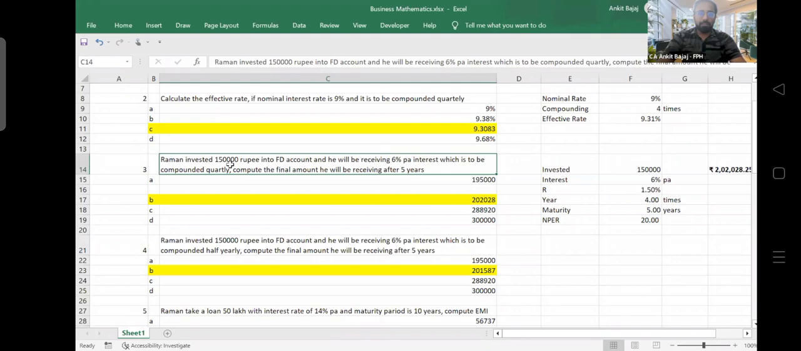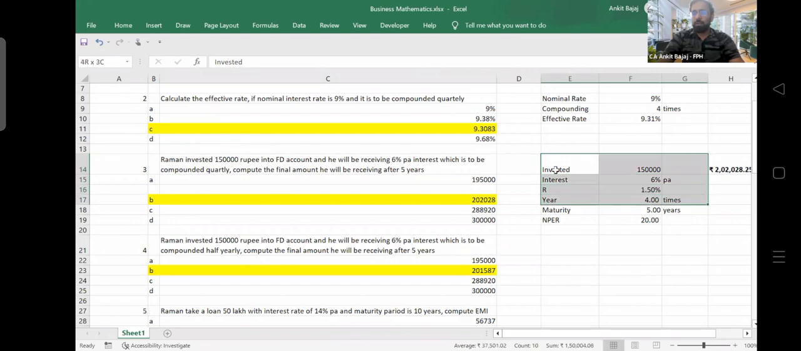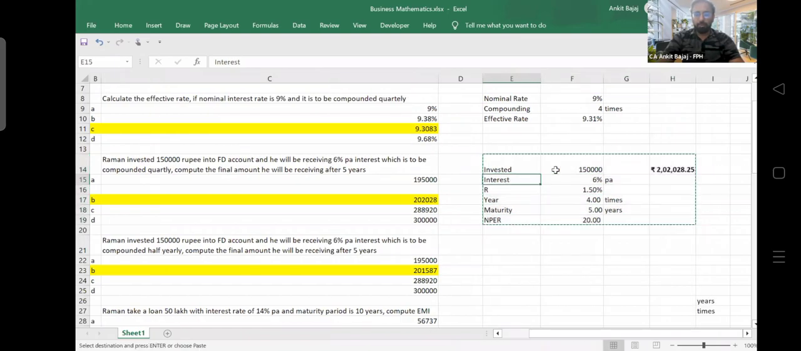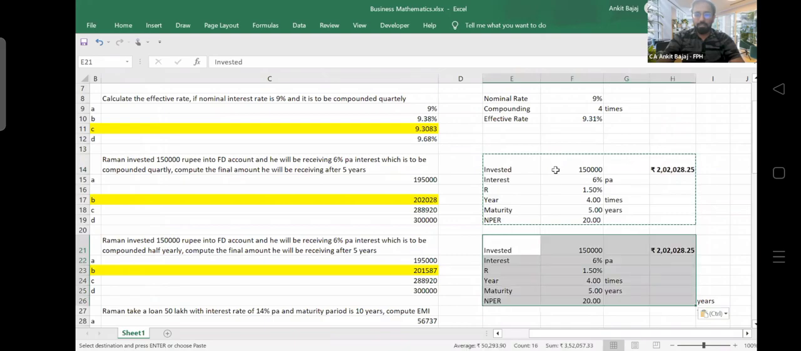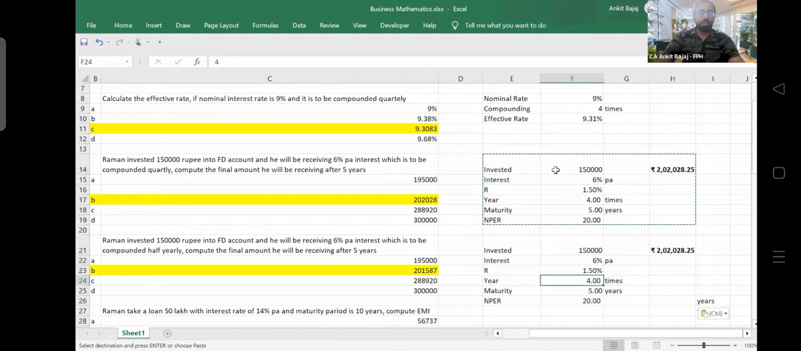Here we have seen that compounding is done quarterly, and in this question, compounding is done half yearly. Nothing else you have to do, right? Only you have to change the duration of compounding.